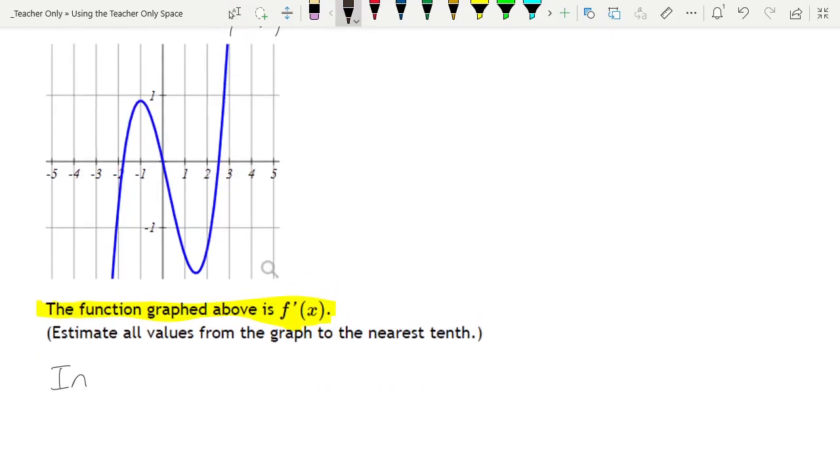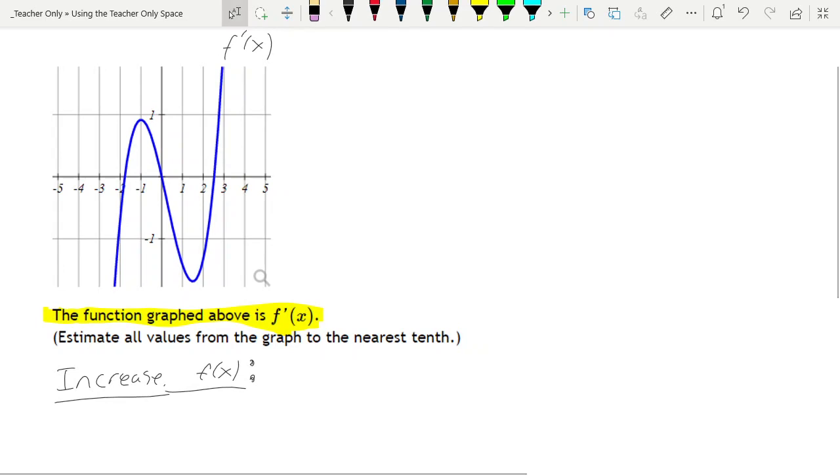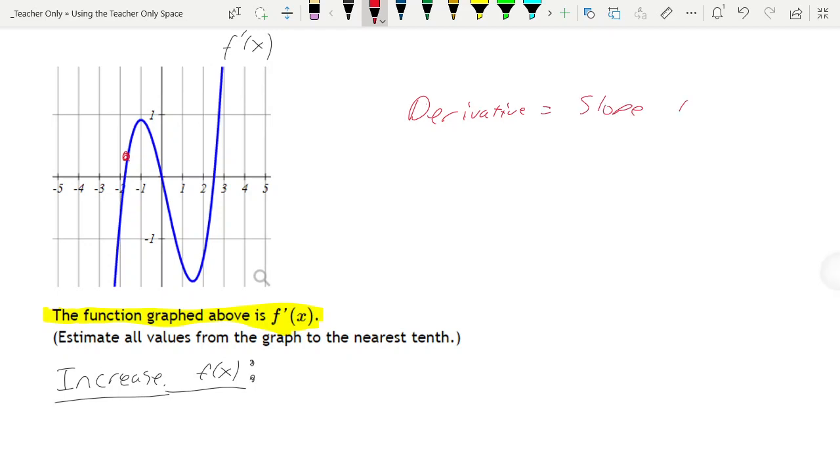So let's start off with increase. We want the increase of f of x. How would we go about finding where the original function is increasing if we only know information about its derivative? Well, this is the fun part, this is putting calculus together. If we know that the derivative represents the slope of the tangent line, because that's the definition, the derivative is the slope of the tangent line, right?